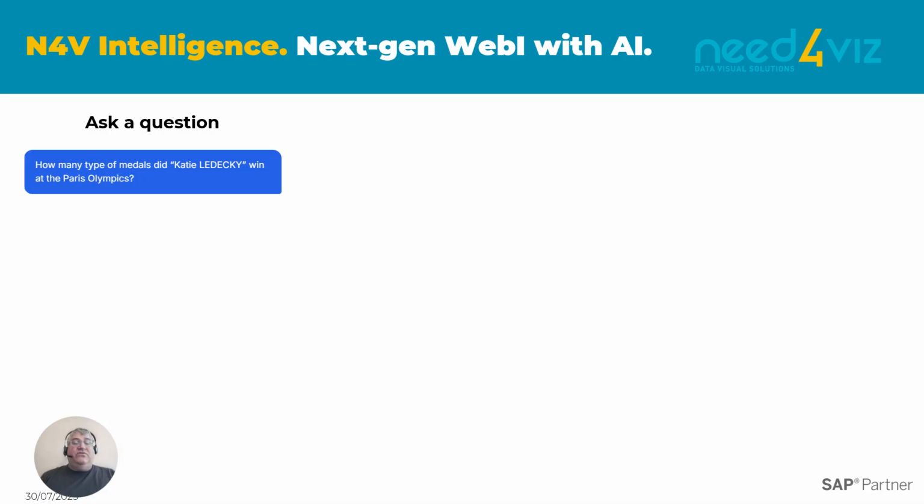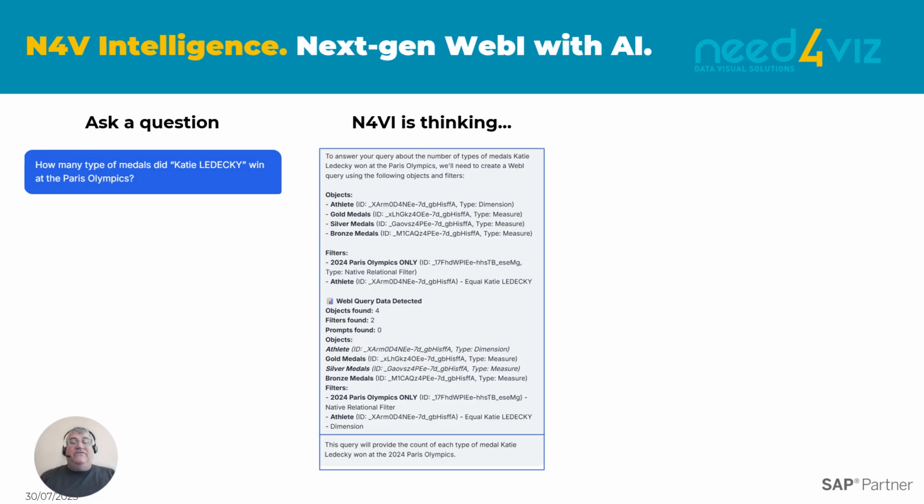Now let's take a closer look at what's going on here. So this is what is going on in the chat panel. Just thought I'd blow it up for you so you could see. So this is what happened when I asked the question, how many types of medals did Katie Ledecky win at the Paris Olympics? And so N4V Intelligence thinks about the question.